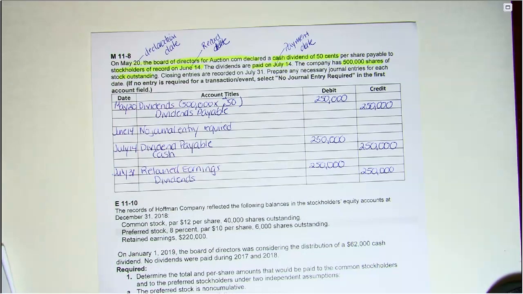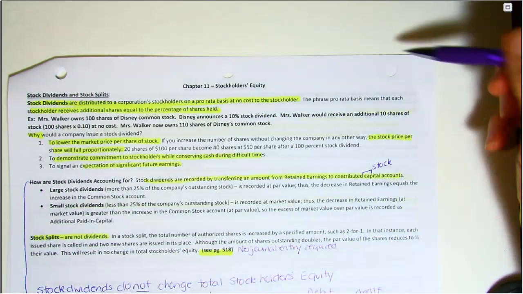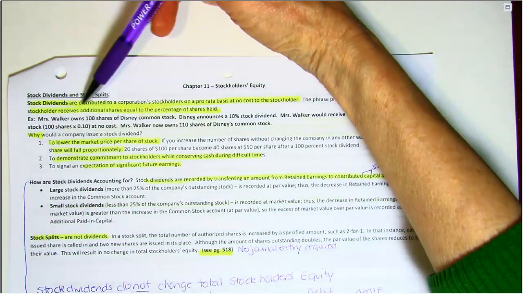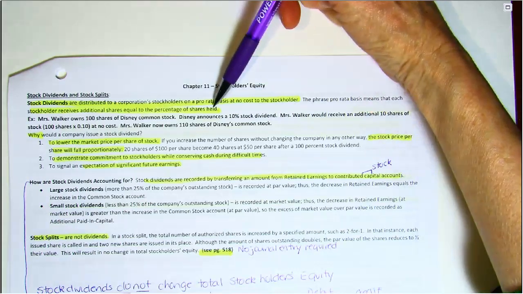Now let's return back to our notes, and let's learn about stock dividends. So we're going to be on page 5 of 7 here. Stock dividends are just what they sound like. They're distribution of the company's stock as opposed to distributing cash. And they're a pro rata distribution. Pro rata means that each stockholder receives additional shares equal to the percentage of shares they currently hold.